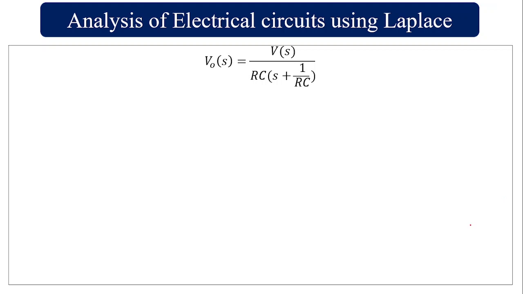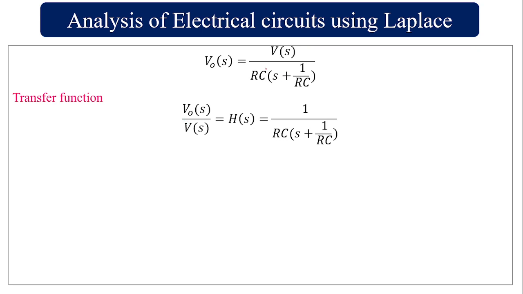So V naught of S, we got it. They asked us to find the transfer function. V naught of S divided by V of S, output divided by input, will be your transfer function. So V naught of S divided by V of S, which is nothing but the transfer function H of S, is nothing but 1 divided by RC into S plus 1 by RC.